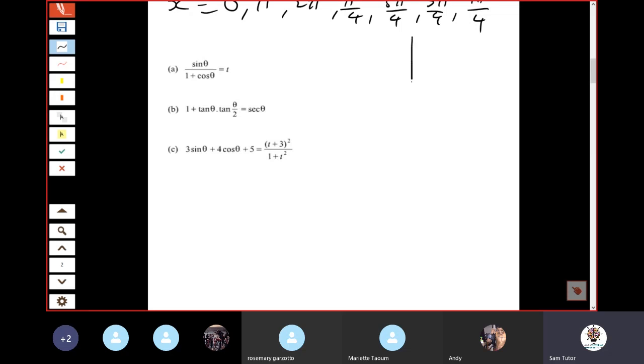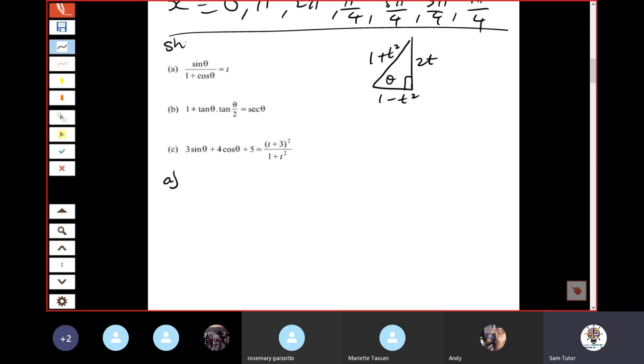Let's do the little triangle again. Theta, 2t, 1 minus t squared, 1 plus t squared. From that we can get sine, cos, and tan. Greg, let's do this one together. All right, let's do it.